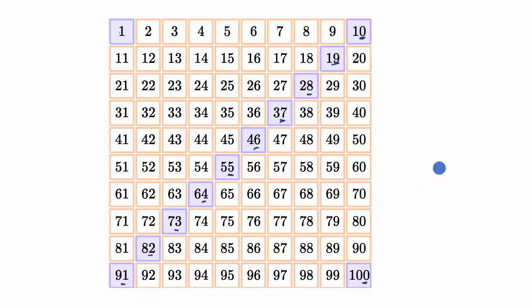So once again, interesting patterns to look at. I encourage you to look at a chart like this and think about what patterns you can find.